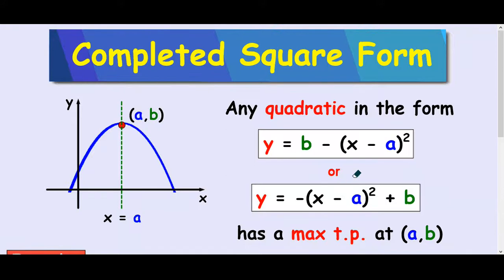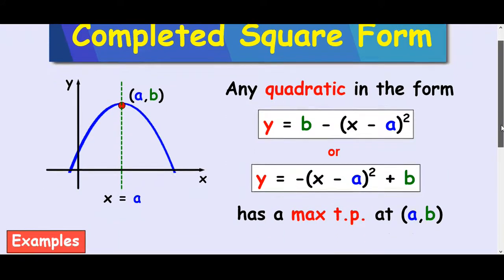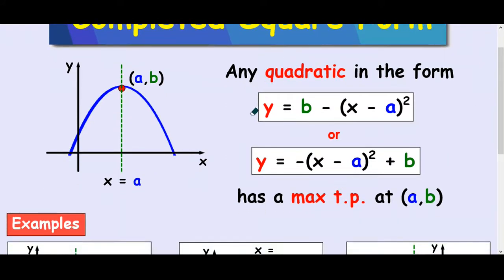Okay, I'll just look at some examples of this. So this is something you could put in your note. Any quadratic in the form y equals b minus x minus a squared. Or you could see it like this. The b could be placed at the end with a negative in front of the bracket. That's just a rearrangement of this. It's got a maximum turning point at the value a, b.